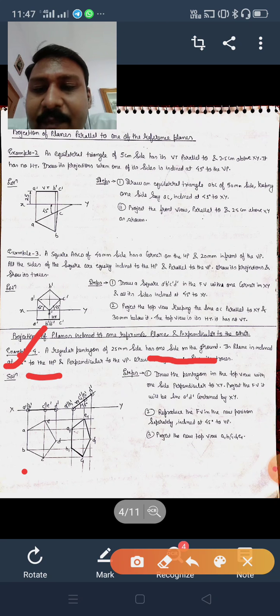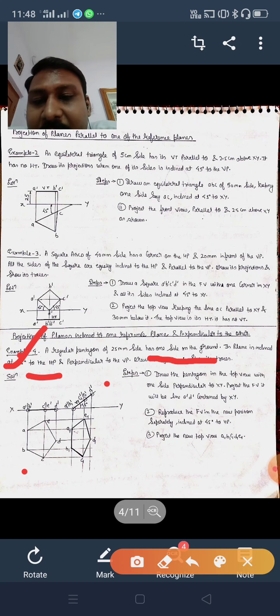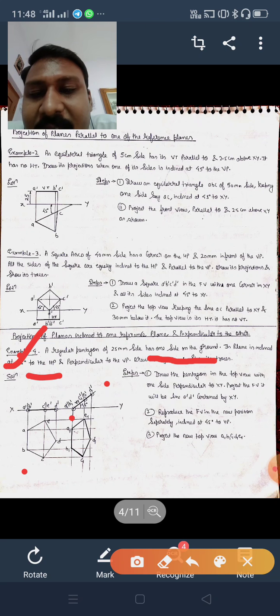Now in the next step, slightly away from this diagram, take one point and make an inclined line at an angle of 45 degrees, likewise I have done here. On that inclined line, mark points A dash, B dash. So this is A1 dash, B1 dash. See, I have made A1 dash, B1 dash here.